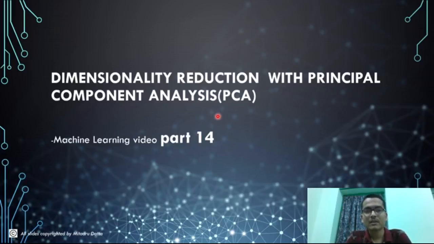Of course, if the number of dimensions is quite large, then our time complexity will be much more, right? So we always would want to reduce our dimensions. So how can we do that?